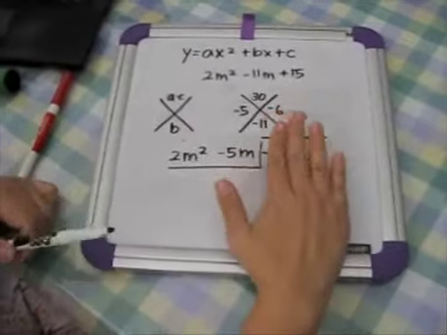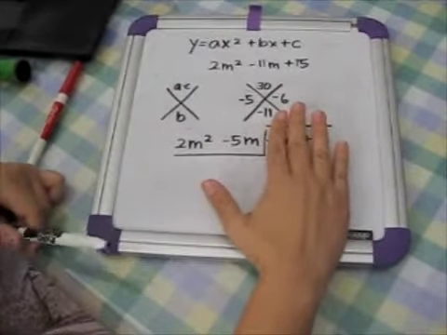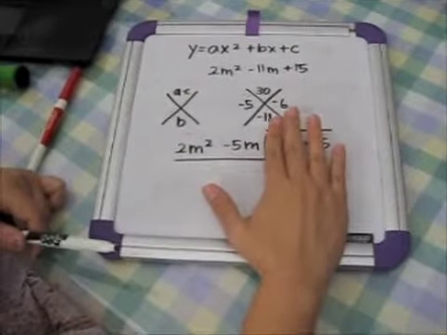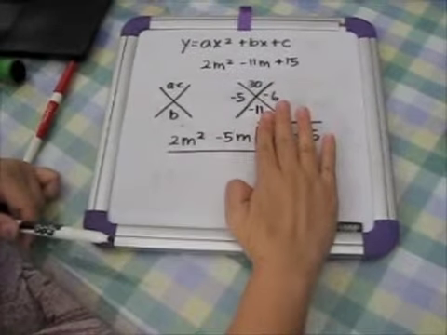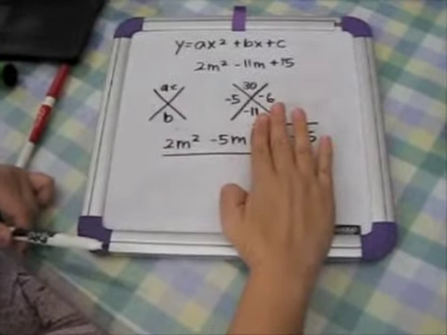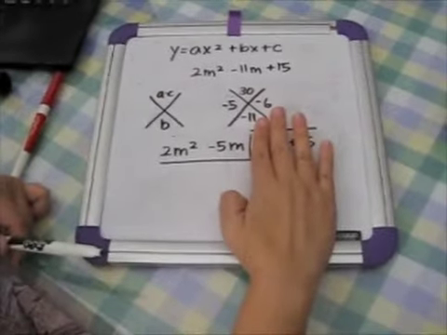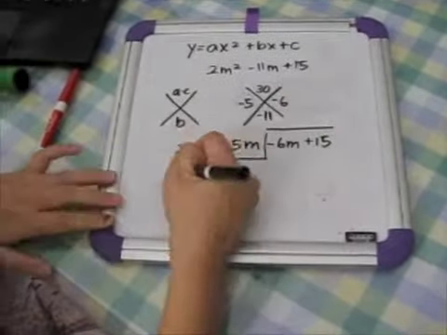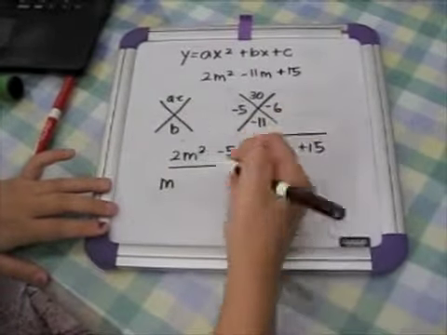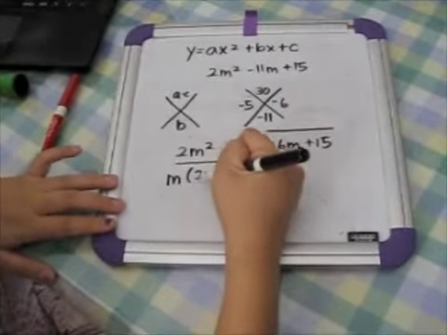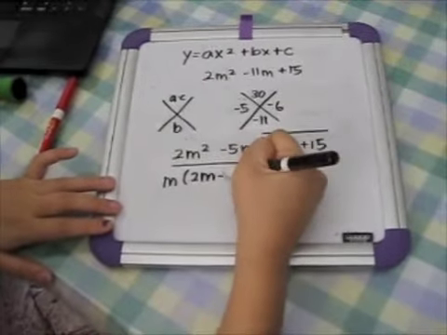Let's look at the first portion, 2m squared minus 5m. I need to find the greatest common factor between the two. What could that be? Yes, that's right. M is the greatest common factor between 2m squared and 5m. So I will factor out m, and inside we will have 2m minus 5.